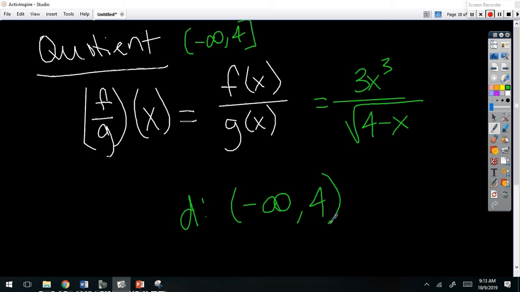Because I can't let this bottom be 0. So if I plug 4 in here, 4 minus 4 is 0, and I can't have a 0 on the bottom. So I knew to do a parenthesis just to leave 4 out. Remember how before we were saying if there's a fraction, take the bottom, set it equal to 0 and solve.